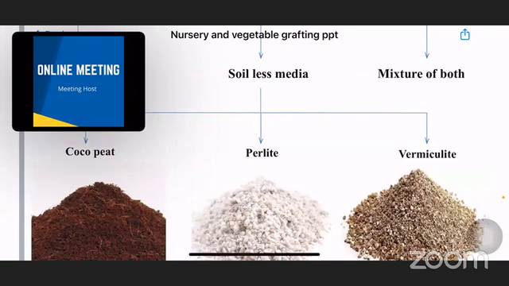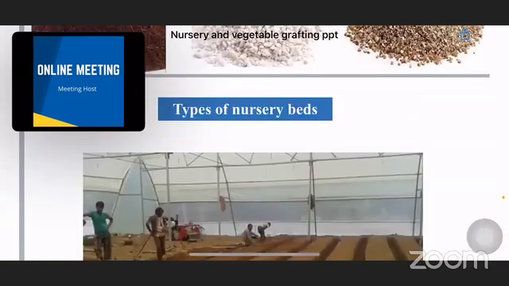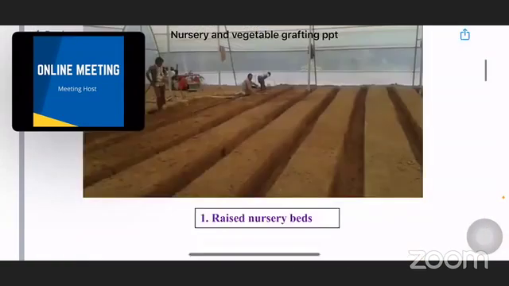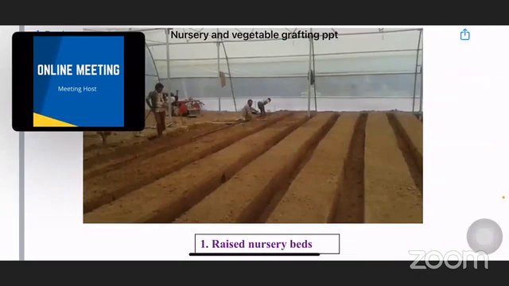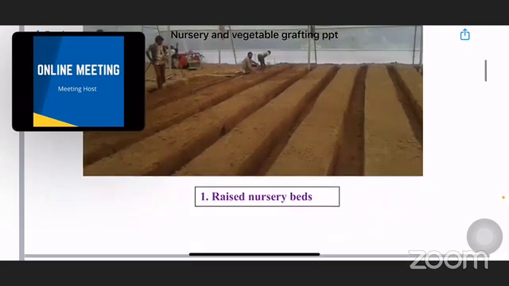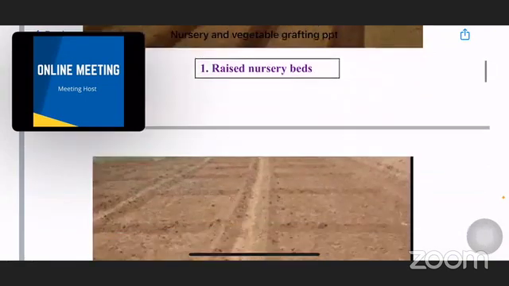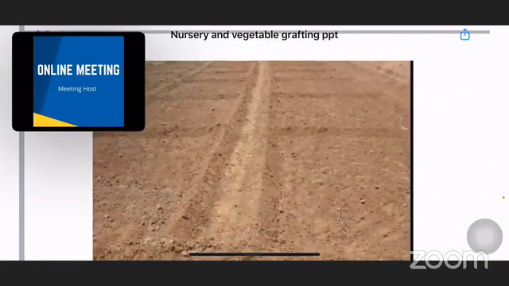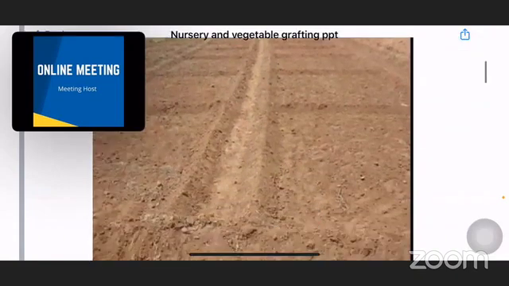Then coming to the types of nursery beds, the first one is the raised nursery bed. Here you can see the raised nursery beds. In these nursery beds, water movement will always be uniform, and drainage of the excess water is possible. Germination of the seedlings is normally high in this case. So this type of nursery bed is usually used for vegetable seedling production, like tomato, brinjal, chili, and other crops.